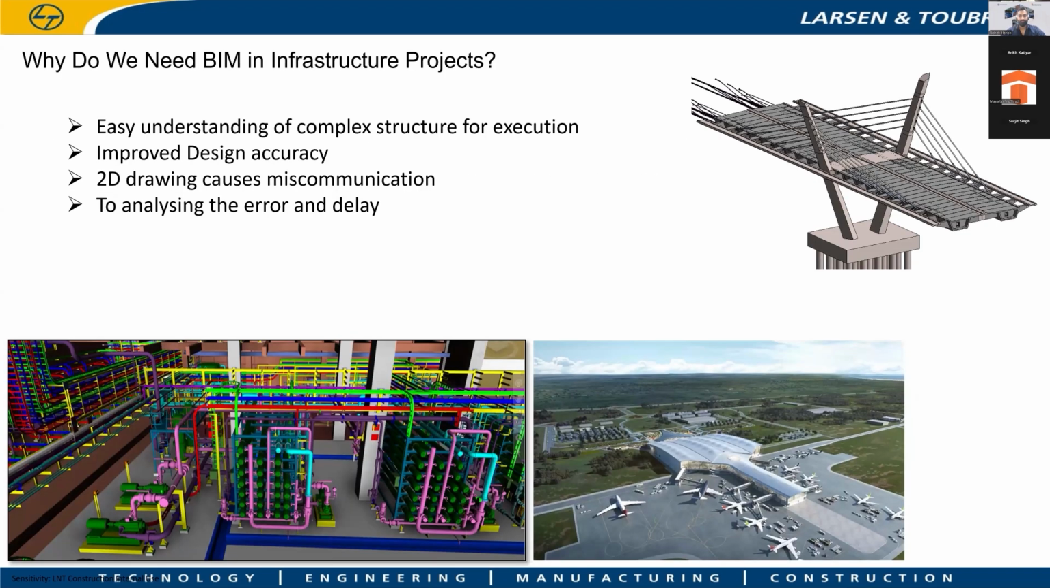So why do we need BIM in infrastructure projects? When we come to infrastructure projects, the geometries are more complex and the volume is quite big. So we need a clear visualization to understand the design to execute in the projects. BIM helps to convert that design information into 3D so that it enables us to execute the site in a faster manner, and also to improve the design accuracy. 2D design sometimes causes miscommunication, where 3D can clarify the information for the execution at site.